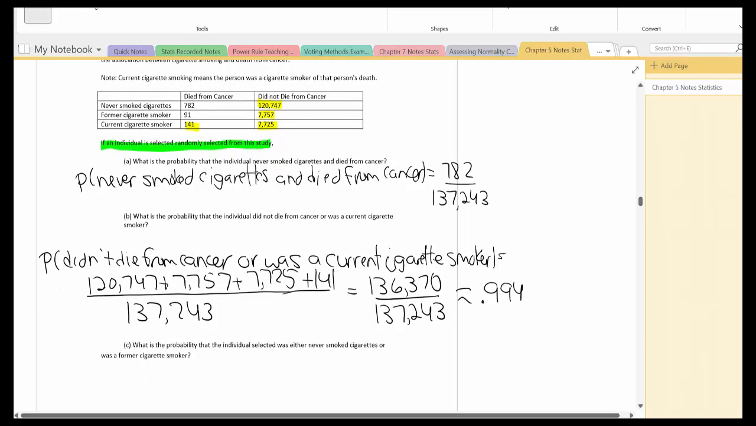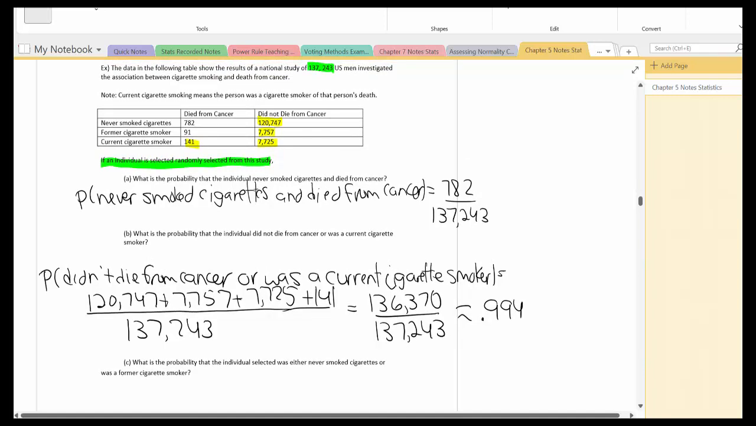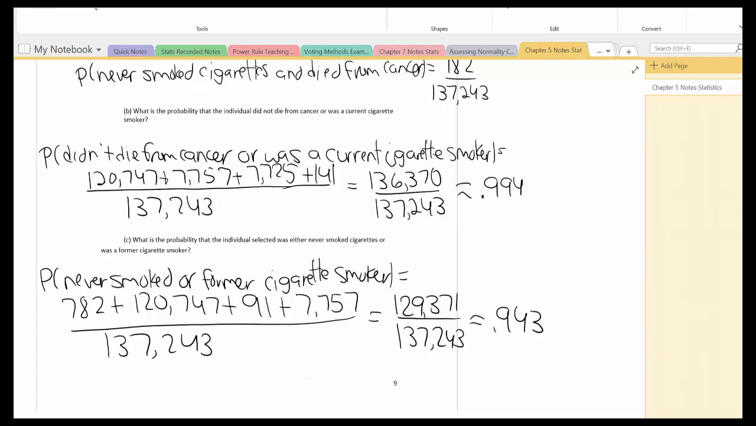What's the probability that the individual selected was either never smoked cigarettes or was a former cigarette smoker? Okay, so again, I see the word or, so I'm going to add them. So never smoked cigarettes, that's the 782 here and the 120,747. Was a former smoker, that's 91 and 7,757. So I add all of those four numbers together over the denominator. So let me write that out now.